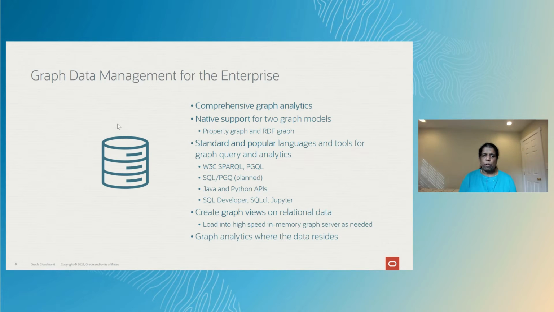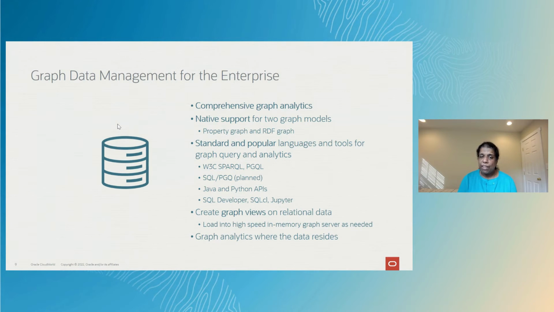When it comes to the graph features, we have a comprehensive set for graph analytics. I mentioned the PageRank algorithm and the clustering algorithm, and we have support for over 60 natively implemented graph analytics algorithms. We natively support two graph models, the property graph model and the RDF graph model. I'll come to the differences between them in a second.